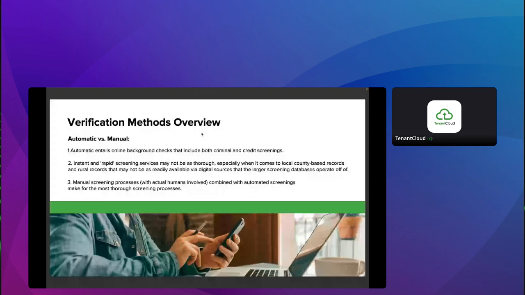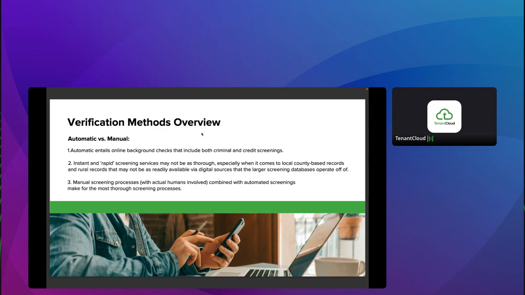Verification methods overview, automatic versus manual. So there are different ways that you can screen tenants, right? You can have the automatic ways, which is what everything has pretty much been moving towards over the past decade or so. But there are also manual ways that you can implement in your screening process that might be beneficial depending on your property or your location or the type of screening information that you really need. So, one is automatic entails online background checks that includes criminal and credit.